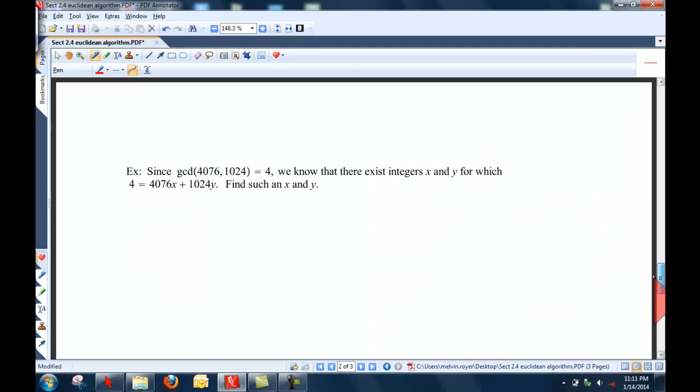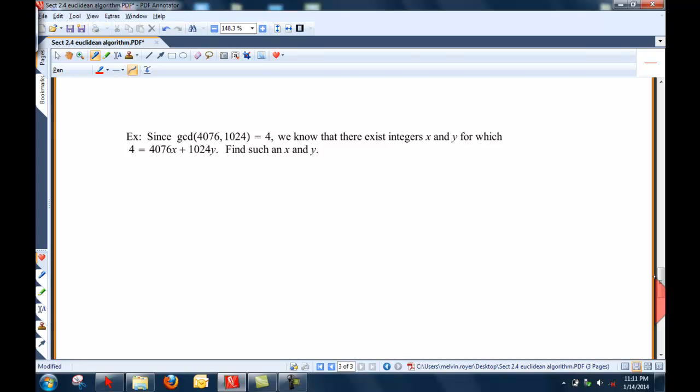One more thing the Euclidean algorithm does for us, and that is we can actually work it forward and then work it backward to get us back to something that the GCD theorem didn't actually do. We know from the GCD theorem that the greatest common divisor of 4076 and 1024 being 4, the GCD theorem says then that 4 is a linear combination of these two integers. So there's got to be an x and a y out there so that this equality is true. But the GCD theorem never told us how to find x and how to find y. The Euclidean algorithm, working backwards, actually does.